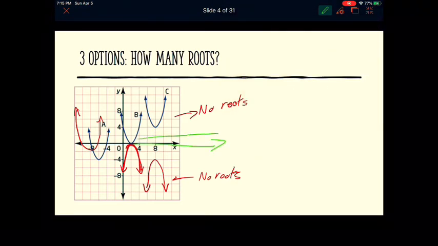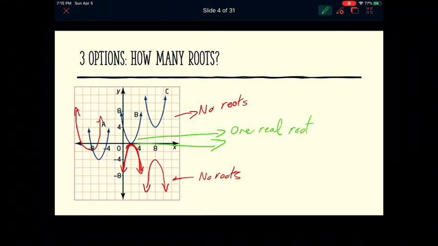Then we have those two, which have one real root. So they only touch the x-axis once. The vertex is on the x-axis, so there's only one point of interception. So right here it would be 2. Both of those graphs can either be just above the x-axis or just below the x-axis, but they just touch it once. So right here we've got 2, 0 as being the vertex for both of those. So we only have one point where it touches the x-axis.